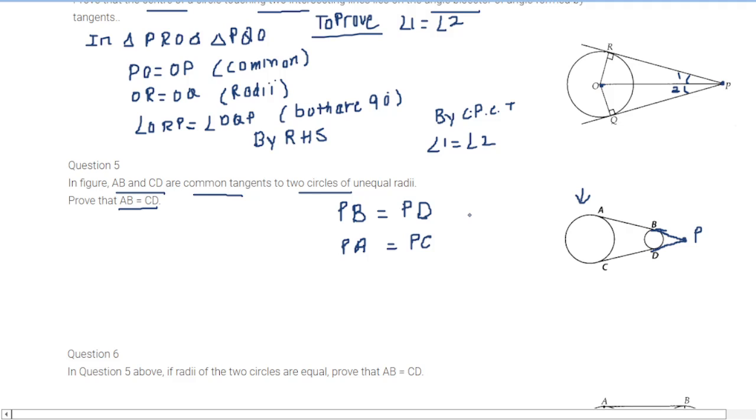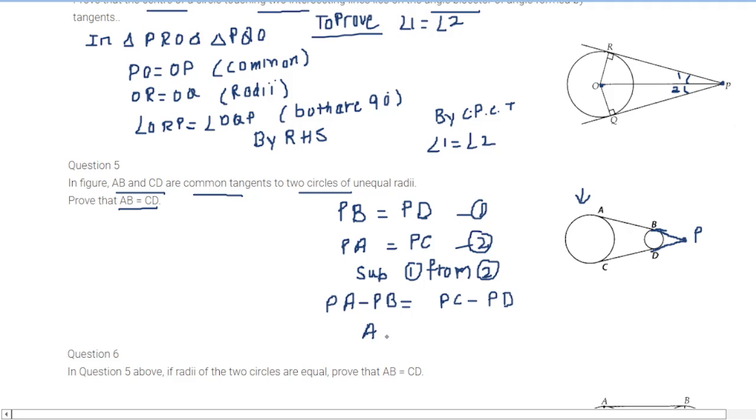If we subtract equation 1 from 2, we get PA minus PB is equal to PC minus PD. PA minus PB is AB and PC minus PD is CD. So it means AB is equal to CD. So the lengths of these two common tangents are equal. Hence it is proved.